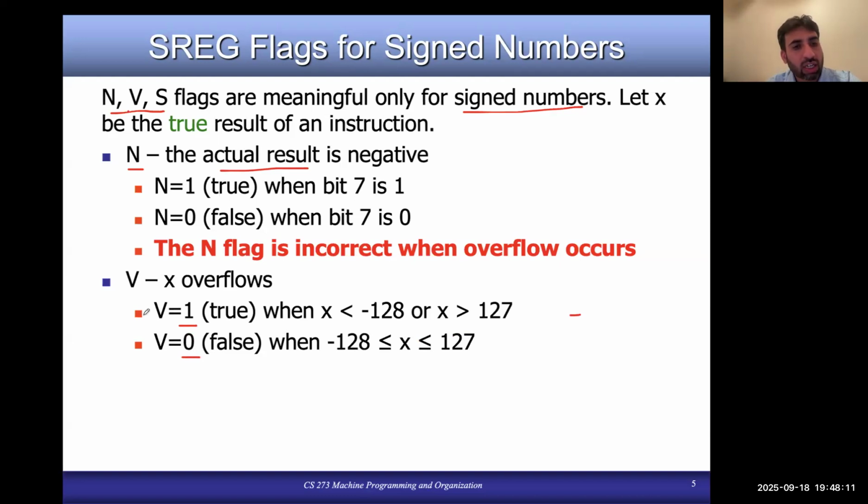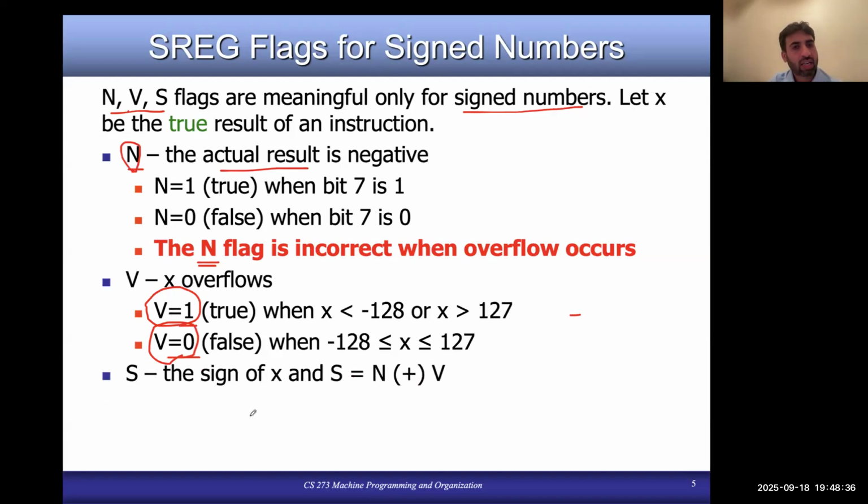But if overflow happens, then we cannot trust the N flag. Then the N flag represents an incorrect value. However, if the overflow flag is 0, there is no overflow, and then we can trust the negative flag, or N flag. Okay.